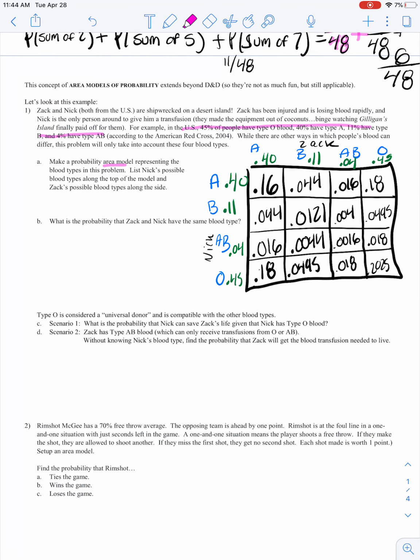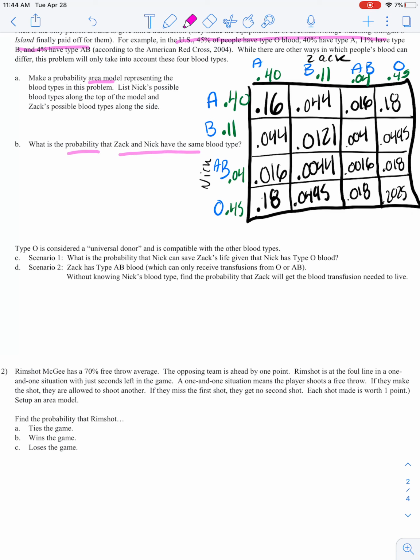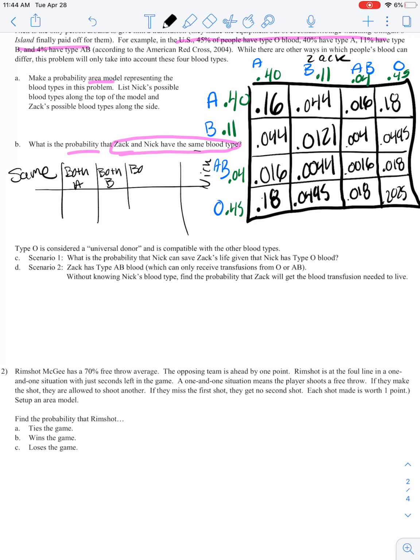Okay, so let's read the question that it's asking. What is the probability that Nick and Zach have the same blood type? Now we have to be careful with this question because it didn't give us a specific blood type that it wants. It asked what's the probability they have the same. So what's the probability they both have A? What's the probability they both have B, both have AB, or both have O? So to have the same, that means they both have A, both have B, both have AB, or both have O.